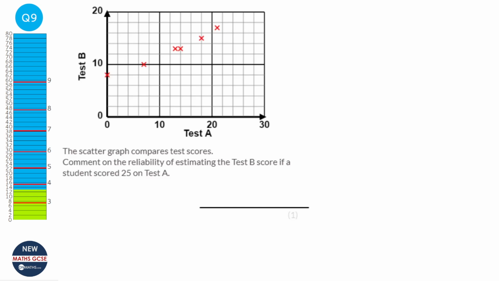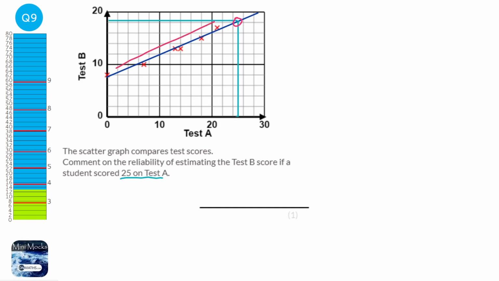So to make estimates from a scatter graph, we've got to first of all draw a line of best fit, which would be something like this. And what we'll do is to find an estimate of test score B, given the fact they got 25 on test A, means that we would draw a line up from test A at 25, should be here, and then across, and that's how we'd make the estimate. But look at where that is hitting our line of best fit.